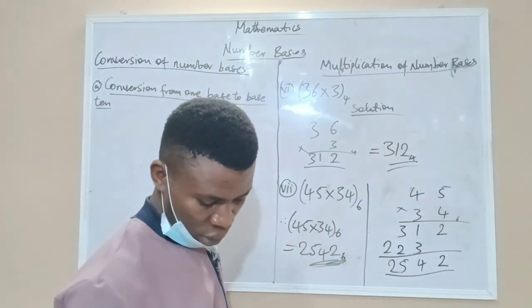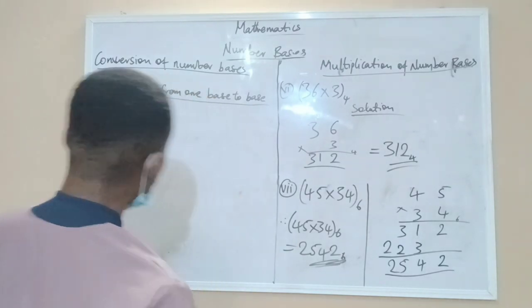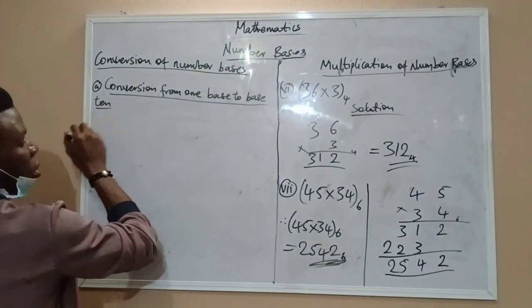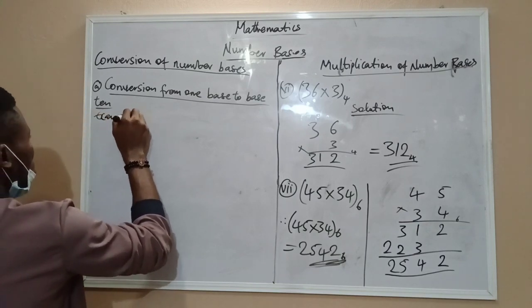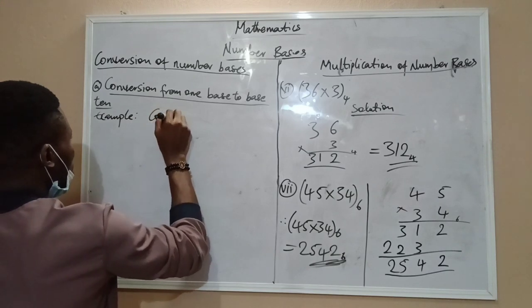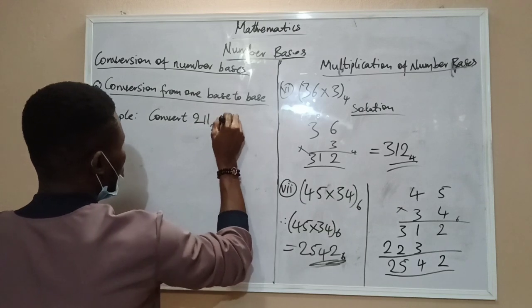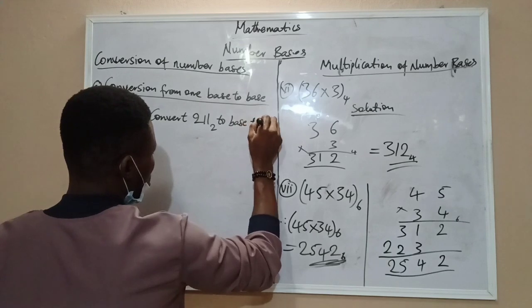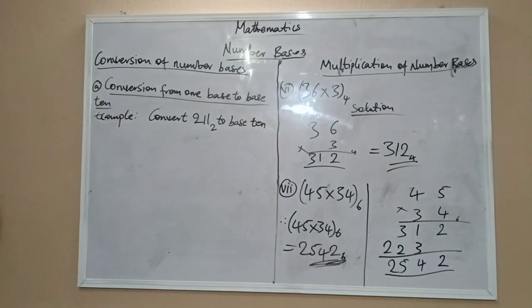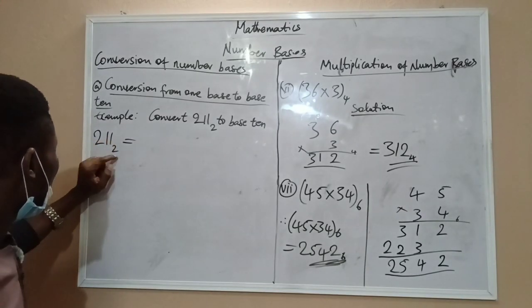So, example, convert 211 base 2 to base 10. To base 10, here, you multiply each of these numbers with the base, and then raise to power.